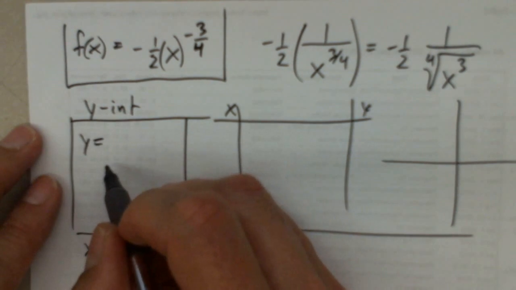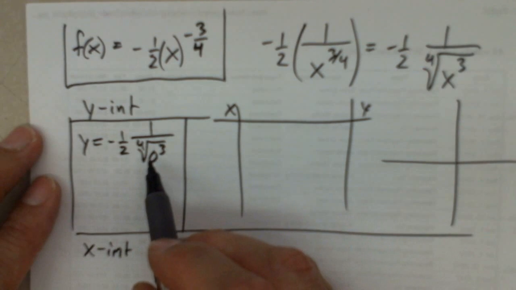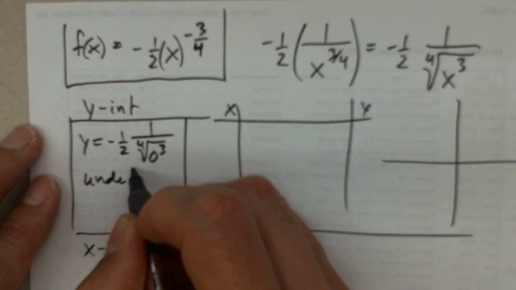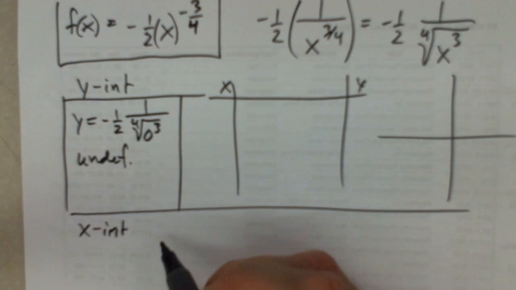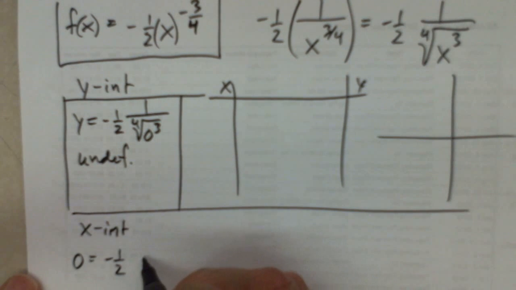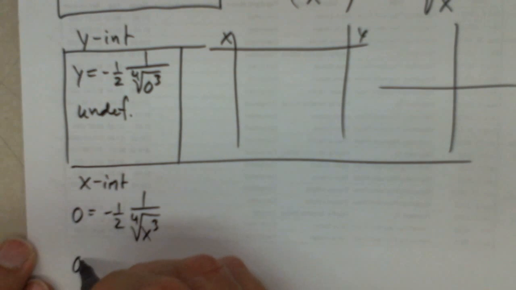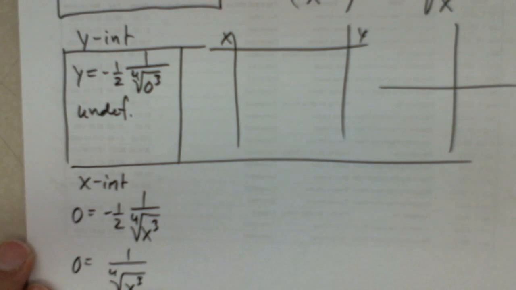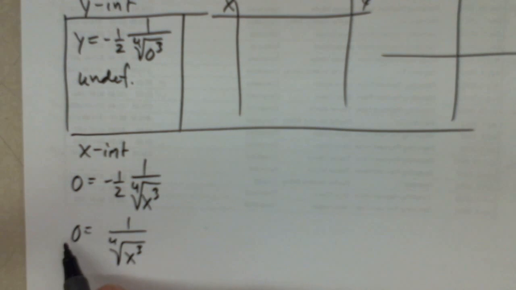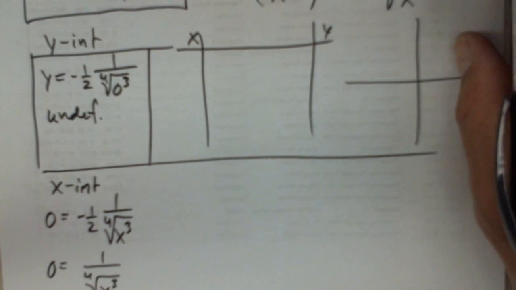So the y-intercept is when the x is 0. So that's going to be 0 in the denominator. That's undefined. No y-intercept. And then let's look at the x-intercept. We'll see it's undefined also, because we have 0 equals 1 over 4th root. We can divide by negative a half, and we get 0. But then there's nothing that you can put here to make this equal 0. We could also multiply both sides by this, and we'll end up with 0 equals 1, and that is no solution. So there's no x-intercept, no y-intercept.